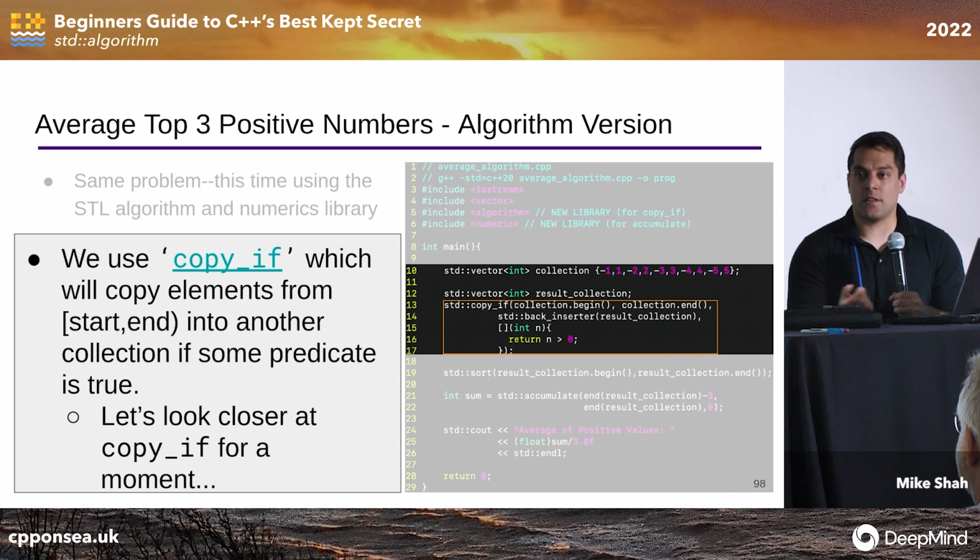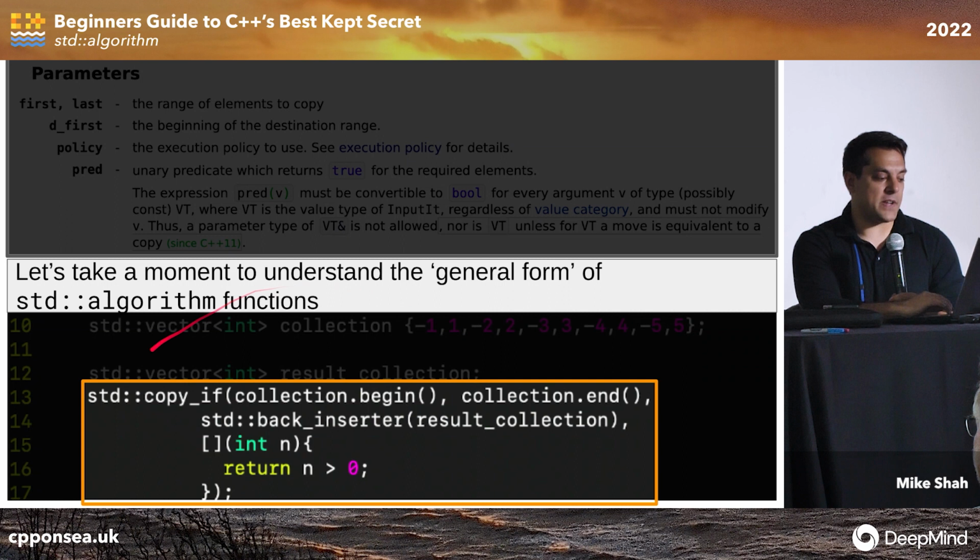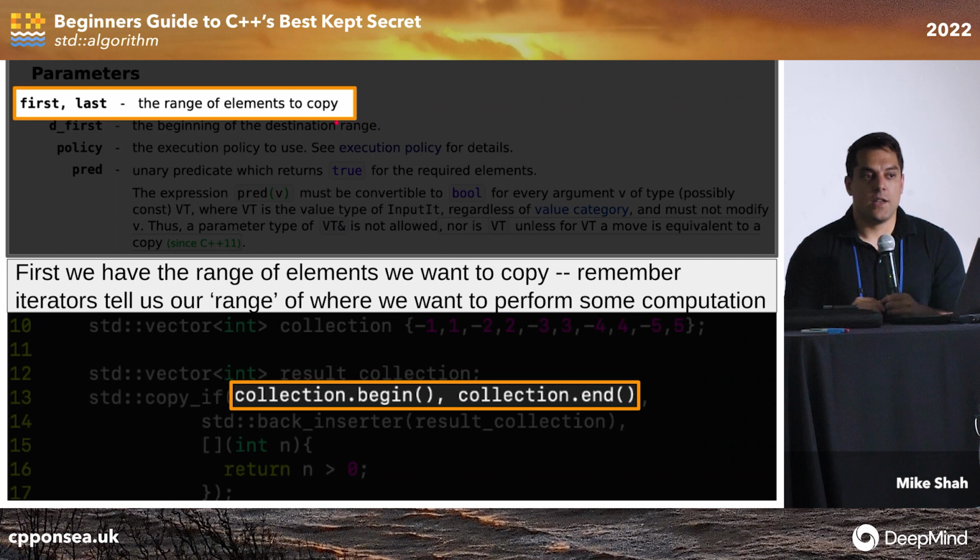I want to take a closer look at this for folks who are new to standard algorithm, because I think this function copy_if captures the syntax of most of standard algorithm. Okay, so here's copy_if, a little bit bigger here. Just take a moment to understand how to read this in the documentation. Our first parameters are first and last, the range of elements to copy. If we've been using iterators or range-based loops, we're hopefully comfortable with this. We can just call collection begin, collection end, if we want to look at everything, which in this case we do.